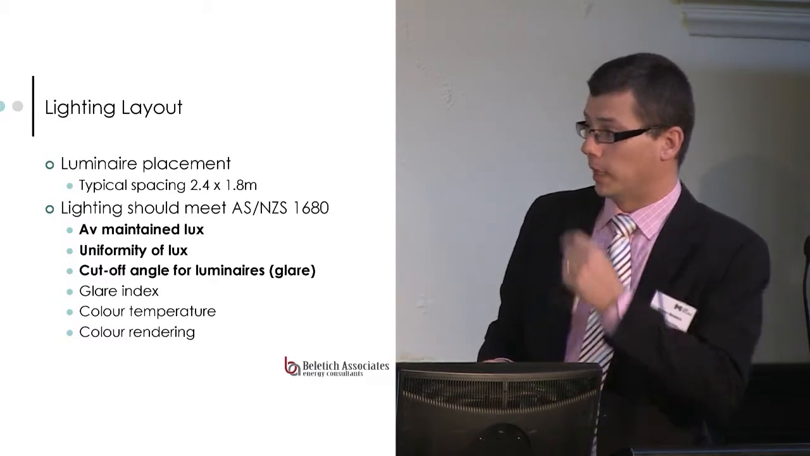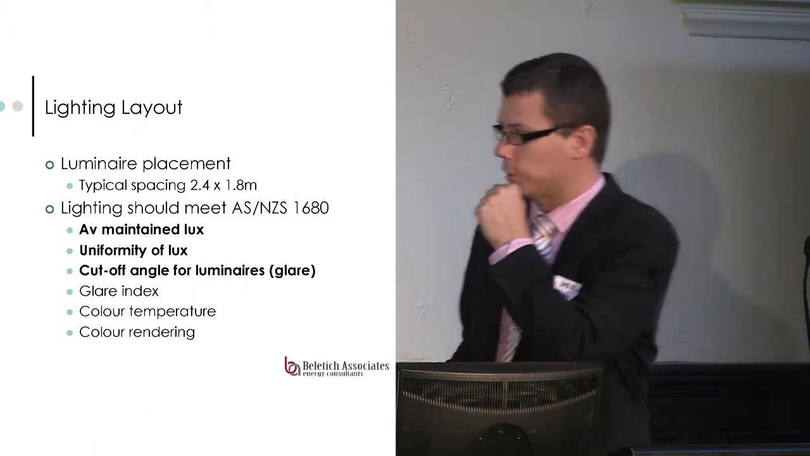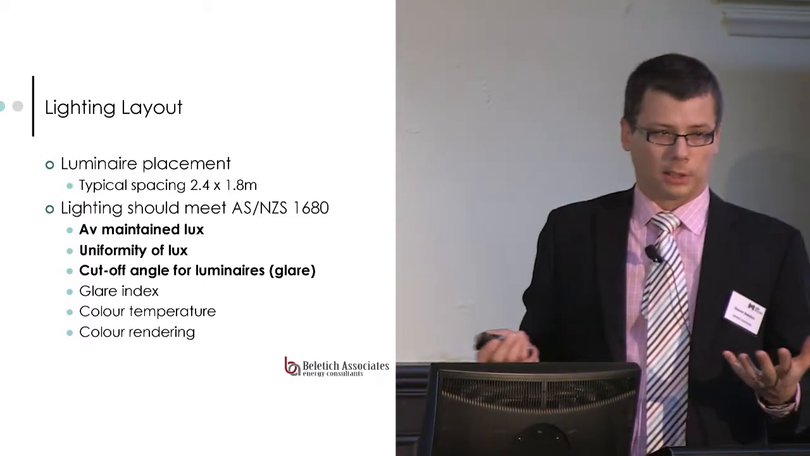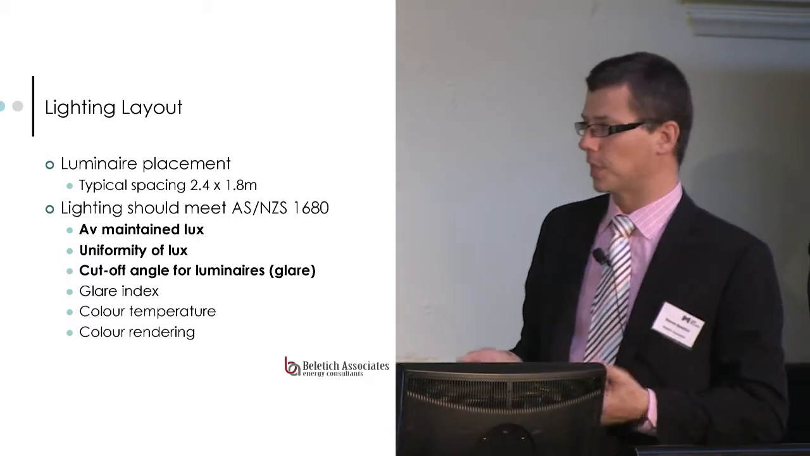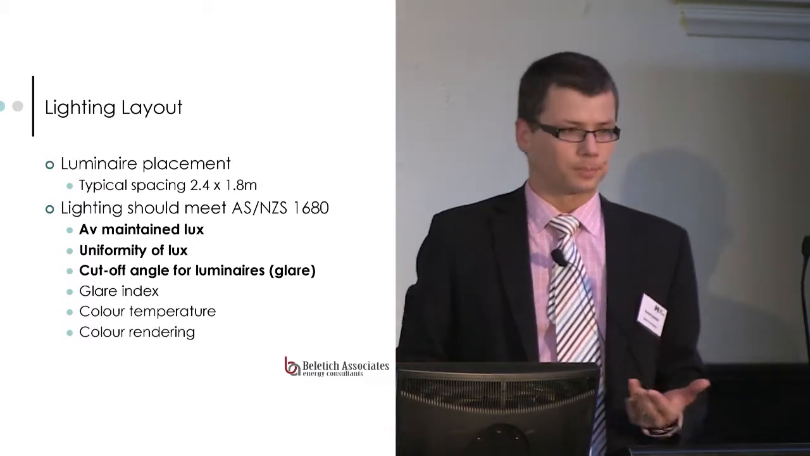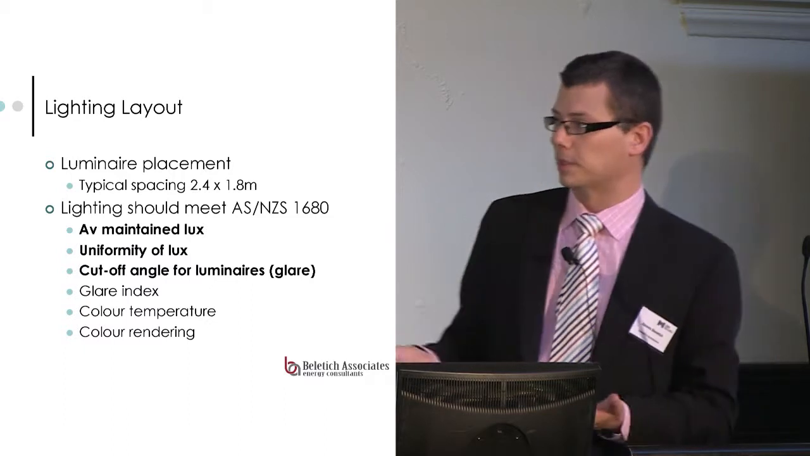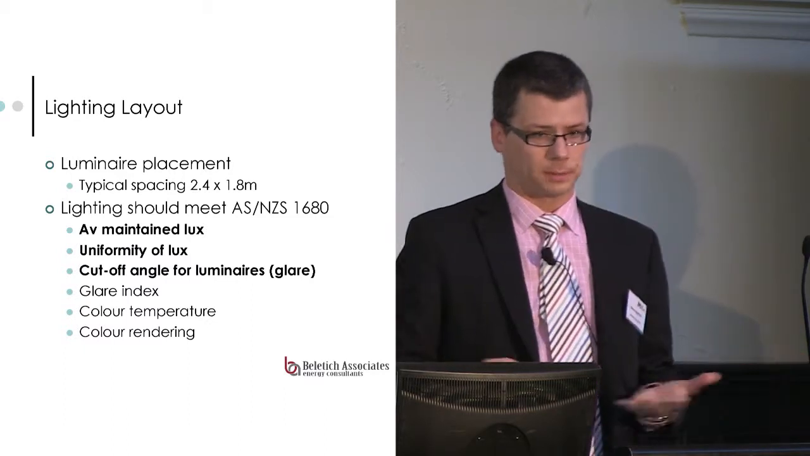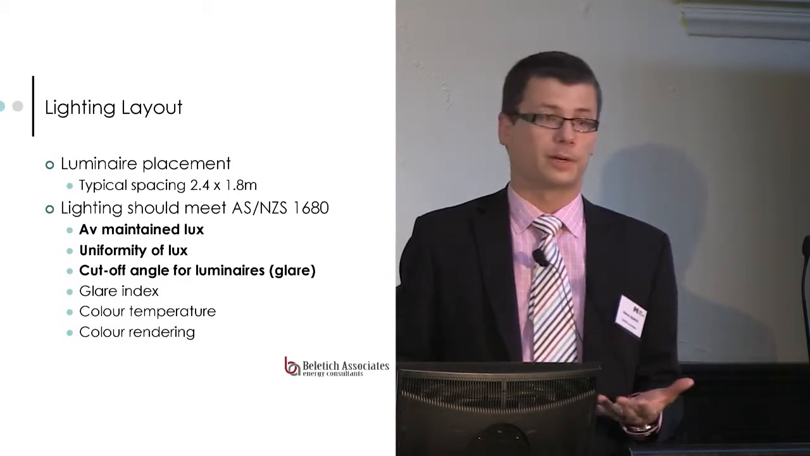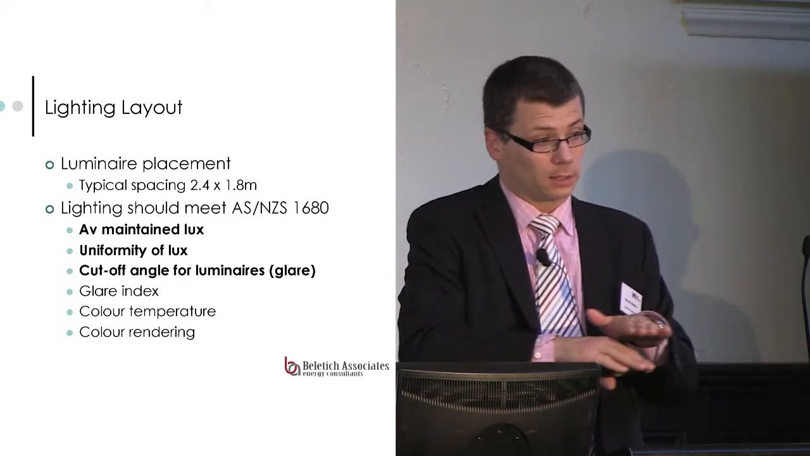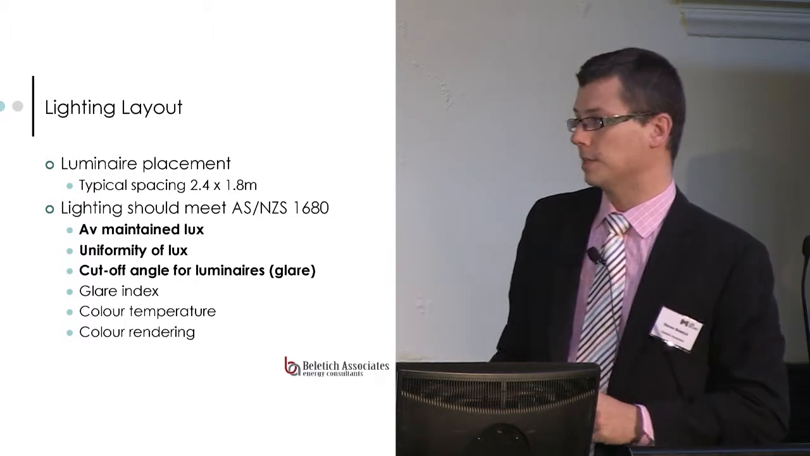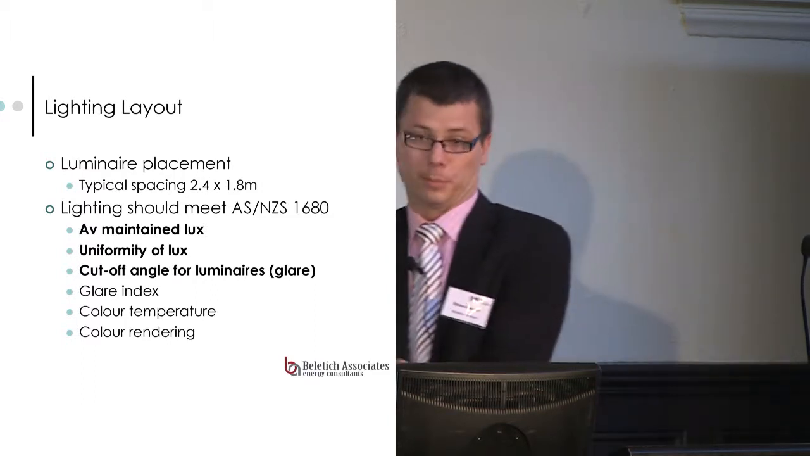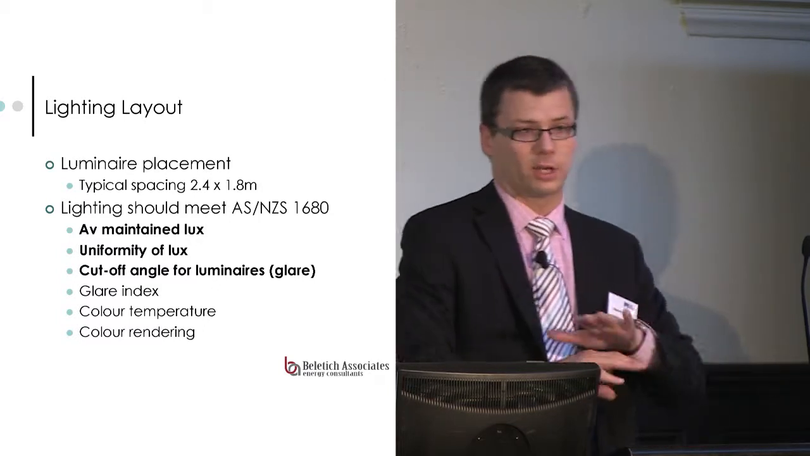and the lighting should meet Australian Standard 1680, which is a lighting design code. I'll tell you what it says. It tells them how much light there should be on the work surfaces. We talk about that in lux: the average maintained lux, the light levels on people's desks in the space. Uniformity of lux, which is just to make sure that you don't have very bright light over here and no light over here. It's got to be quite uniform.